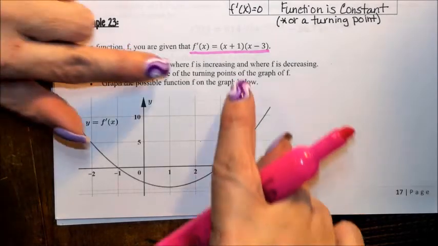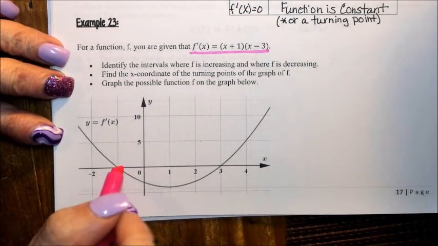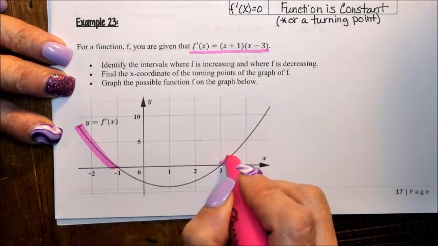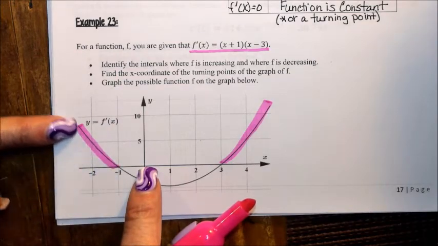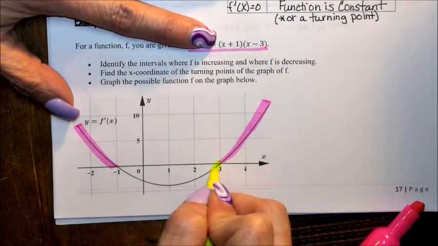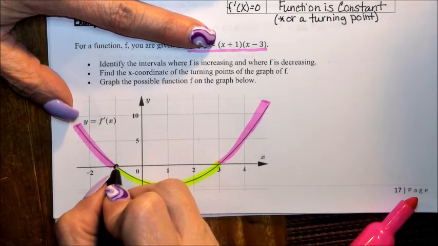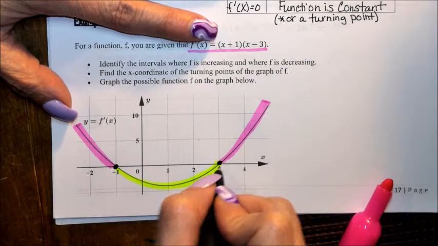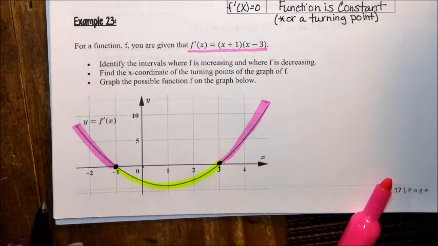If f prime of x is bigger than 0. So if this function is bigger than 0, well, it's bigger than 0 here, and it's bigger than 0 here. Okay, because here's 0, it's bigger than 0, and it's bigger than 0. This down here is less than 0. And then at this point right here, and at this point right here, that's when we're at 0. The slope would actually be 0. There's my 0. Those are my turning points.